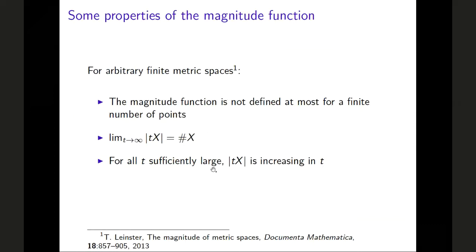And it is also an increasing function in t, for t sufficiently large. And so these are also all reasonable properties we would expect cardinality-like invariants to satisfy. And somehow the fact that I'm listing these properties here also highlights that the magnitude function can be really badly behaved.